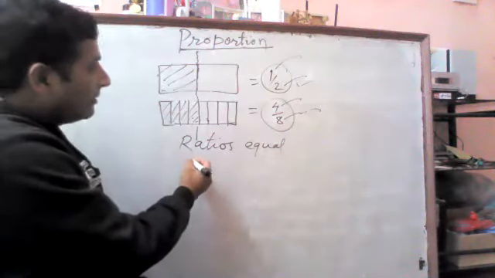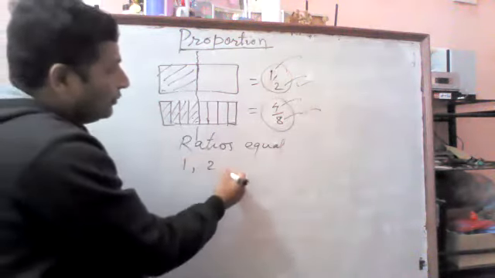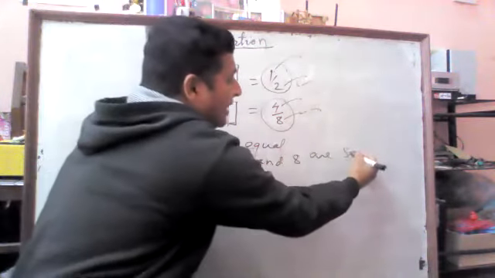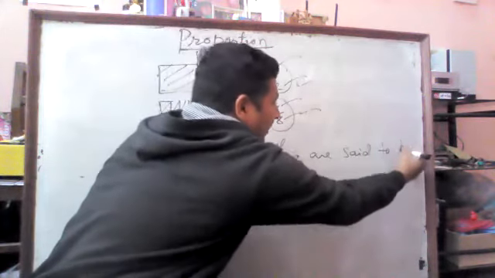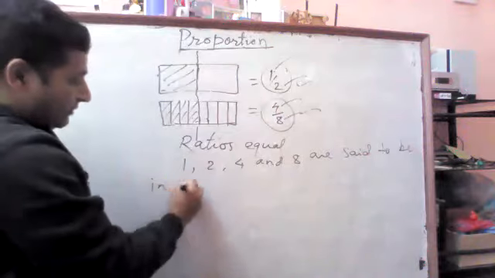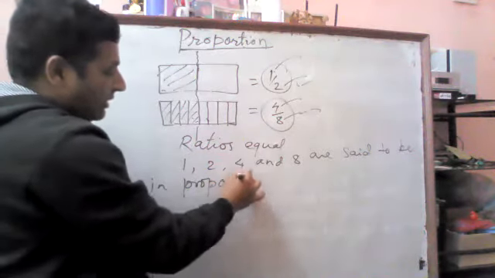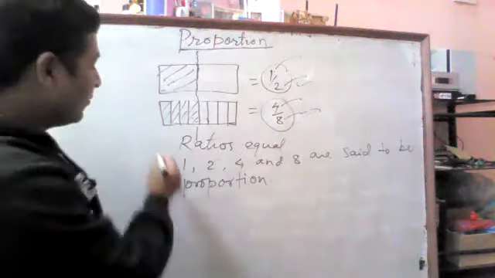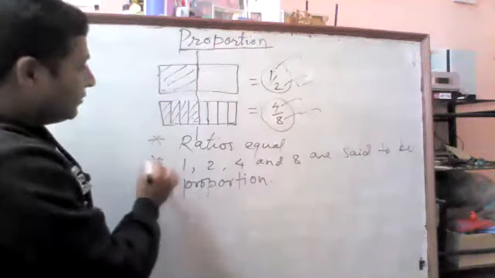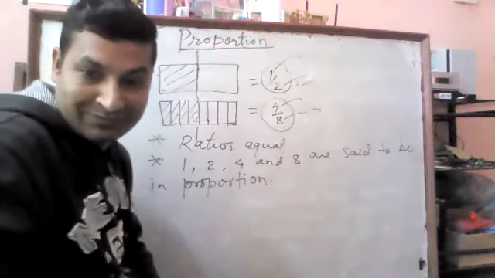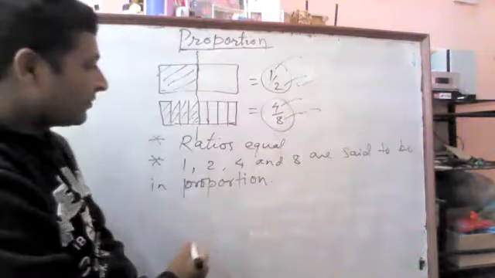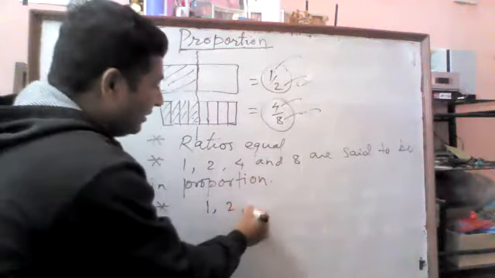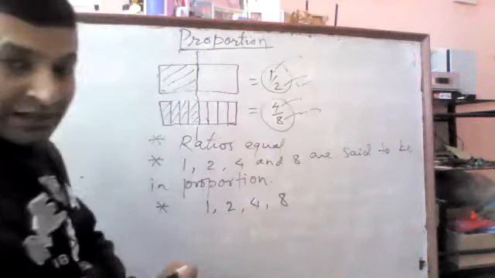In this case, these terms 1, 2, 4, and 8 are said to be in proportion. It means if the ratios are equal, then they are said to be in proportion. And not only that, the special feature is that 1, 2, 4, 8 are in proportion.